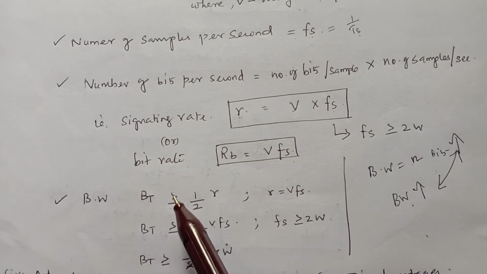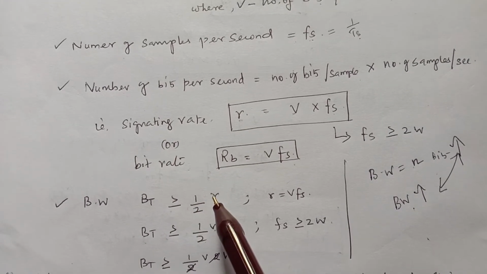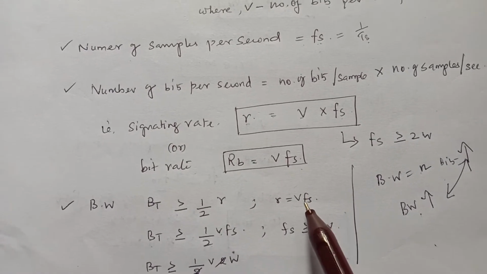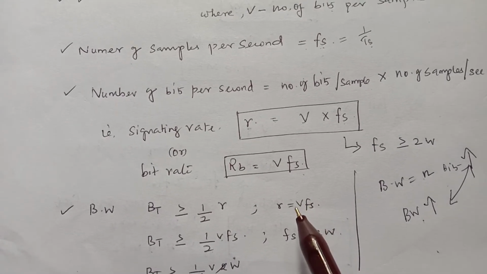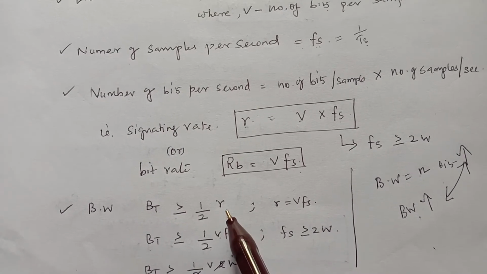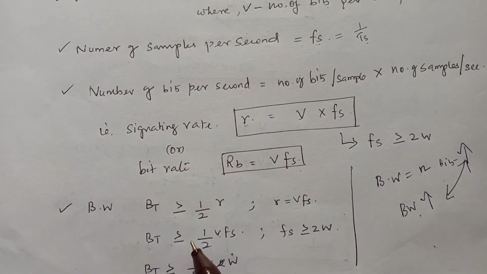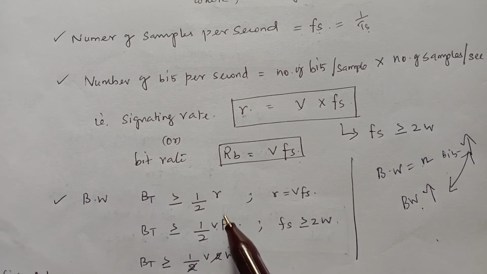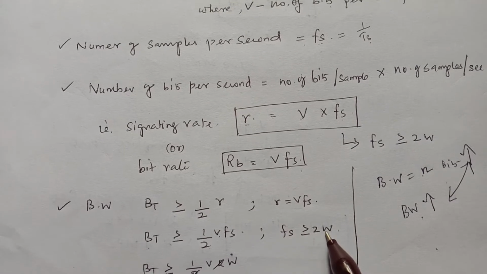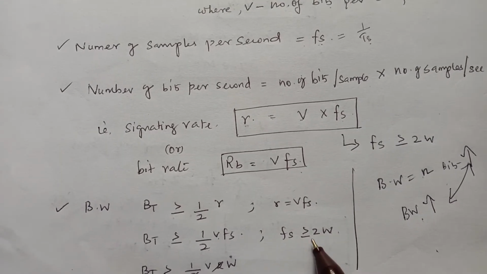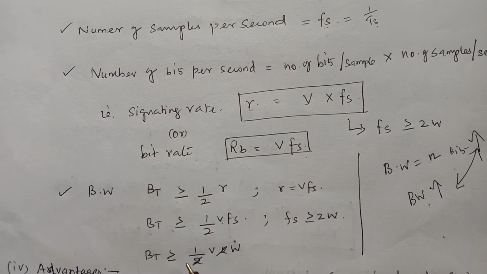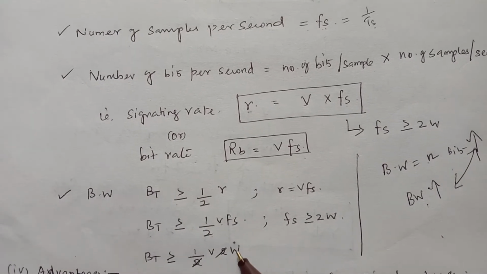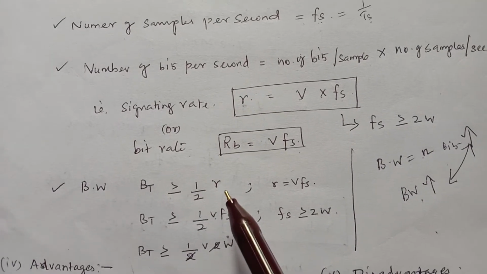That is, bandwidth should be greater than or equal to the signaling rate divided by 2. We know the signaling rate R is equal to v into fs. Substitute this v into fs instead of R. We have this equation: bandwidth should be greater than or equal to 1 divided by 2 times v into fs. We also know fs should be greater than or equal to 2w. Substitute again 2w instead of fs. We have the equation: bandwidth should be greater than or equal to vw. There are three formulas for finding the bandwidth in pulse code modulation.